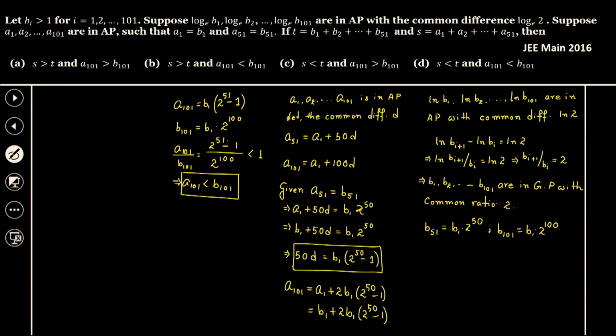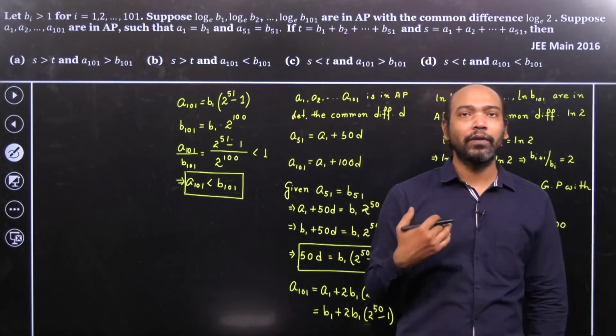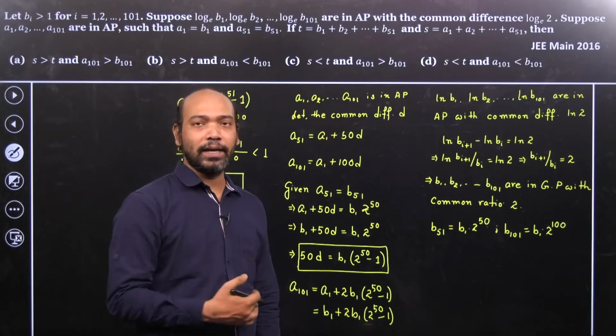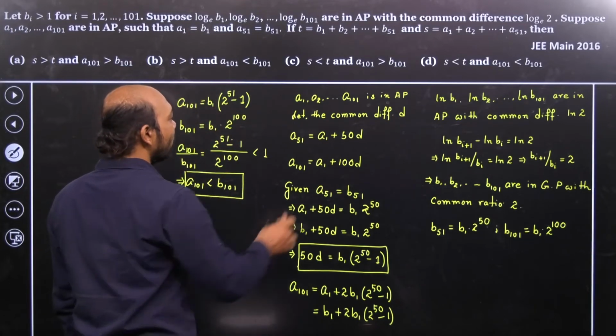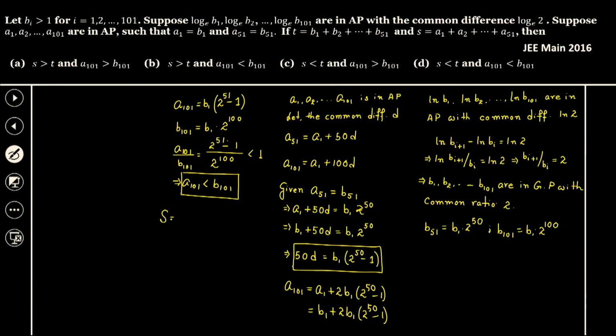Now we have to find the relation between S and D. So if we go ahead and try to calculate that sum, what is S and D? S here is actually the sum of the first 51 terms in an AP series. So therefore S can be written as 51 divided by 2 times (A1 plus A51). Now A51 can be written as A1 plus 50D, so 51 by 2 times (A1 plus A1 plus 50D).